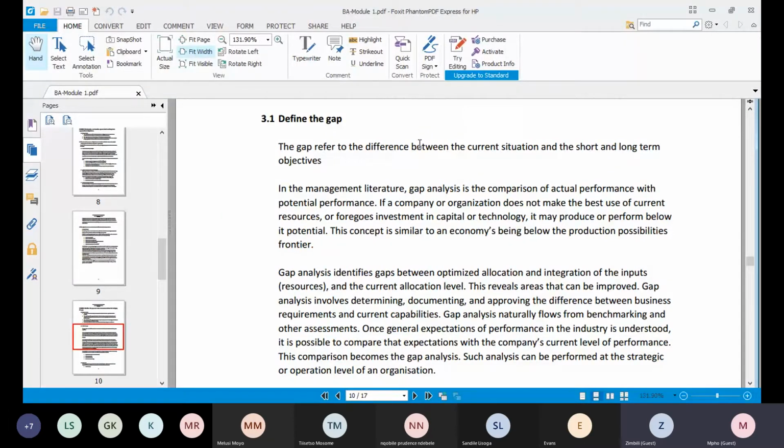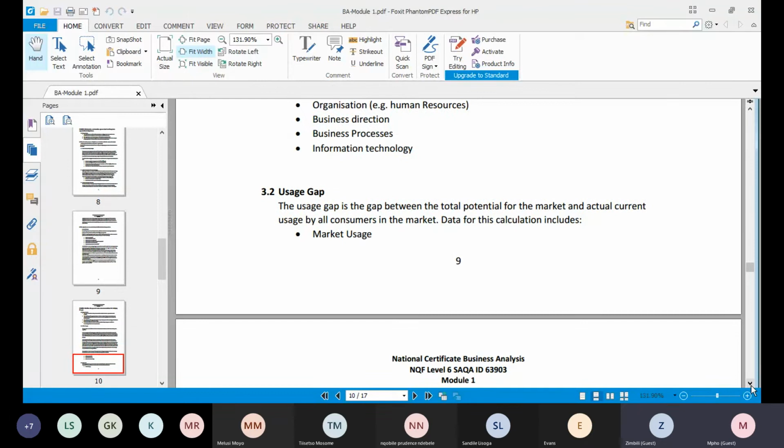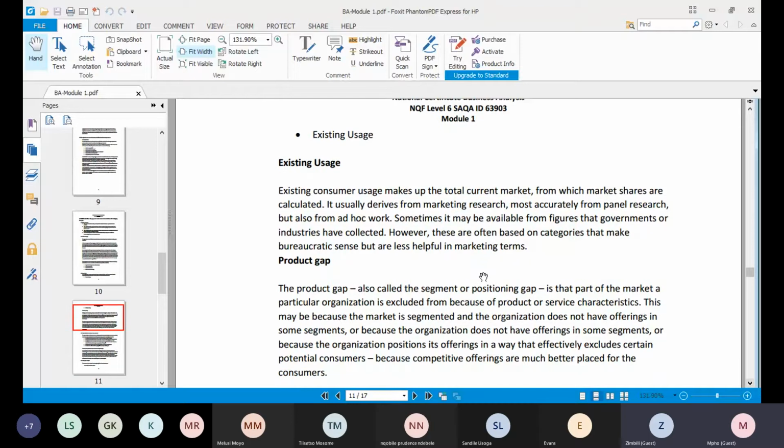We have different types of gaps, which are the market usage and the existing usage. The existing usage refers to existing consumer usage, which makes up the total current market from which the market shares are calculated. It usually derives from marketing research, most accurately from panel research, but also from ad hoc work. Sometimes it may be available from figures that governments or industries have collected. However, these are often based on categories that make bureaucratic sense but are less helpful.